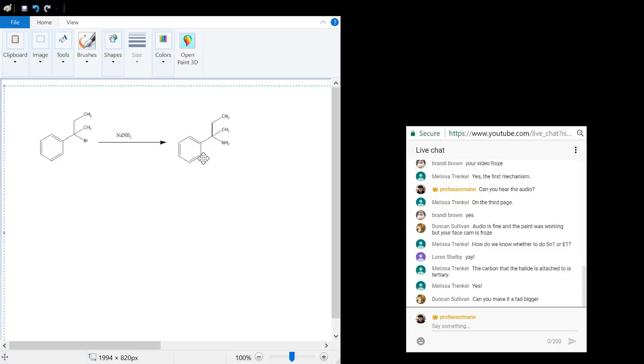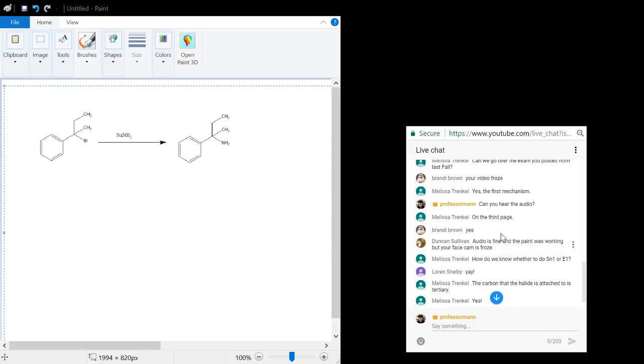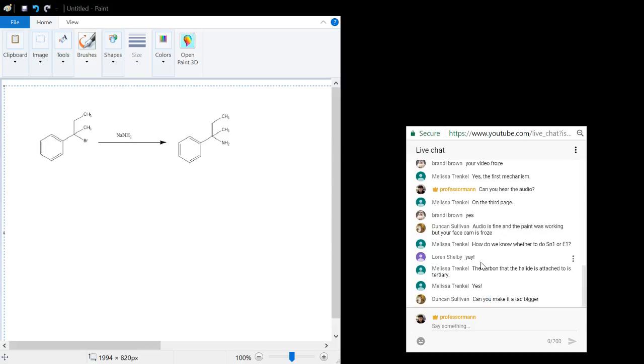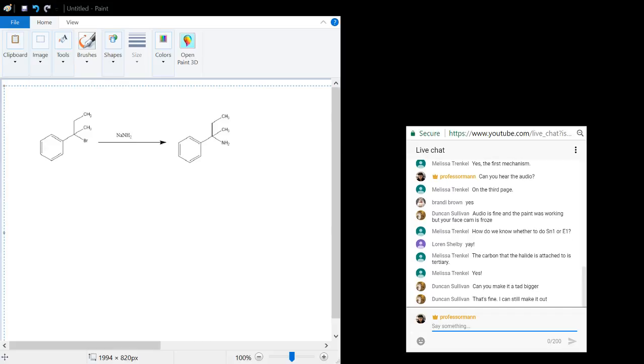Anyway, this is the first mechanism on the third page. Melissa, I'm hoping that this is the one you were talking about, where I have the bromine. And so what I was going to say is, this one's actually really easy. You know it's going to do the substitution reaction because I show you which reaction it does.